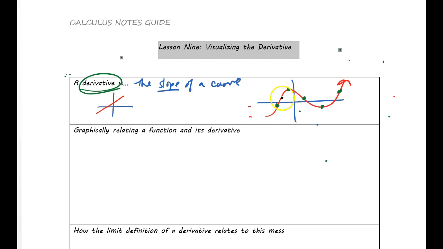So, in closing, what you're going to notice is that instead of the slope just being one number, the derivative is going to actually be an equation. You're going to need an equation because the slope is changing, okay? So that's what the derivative is. It's the slope equation.